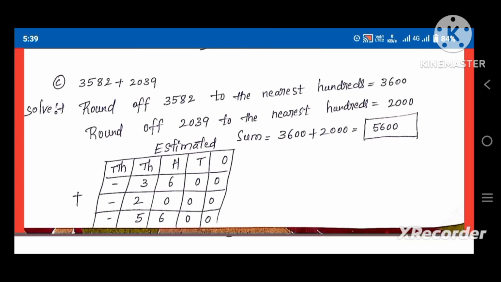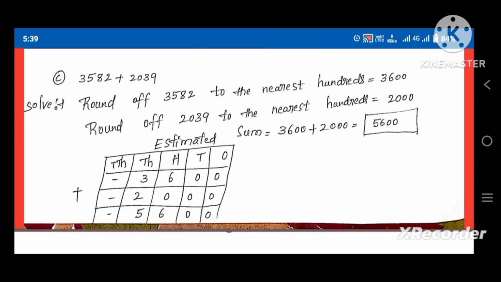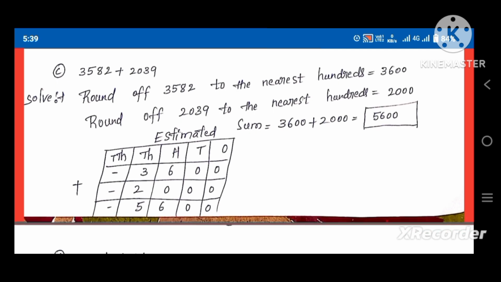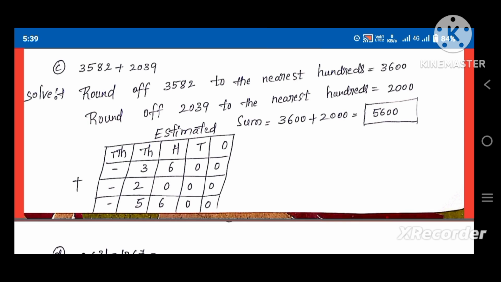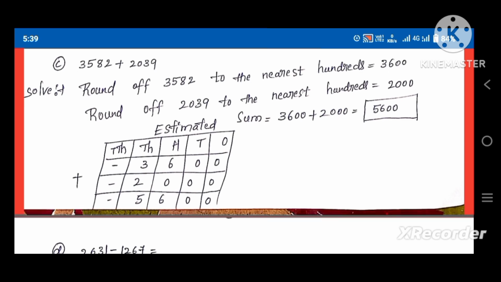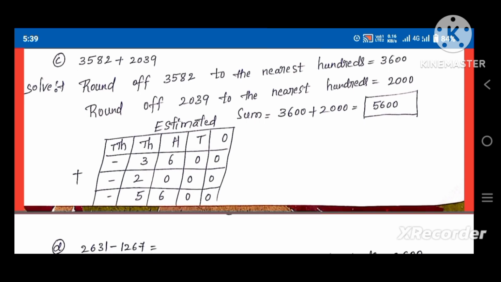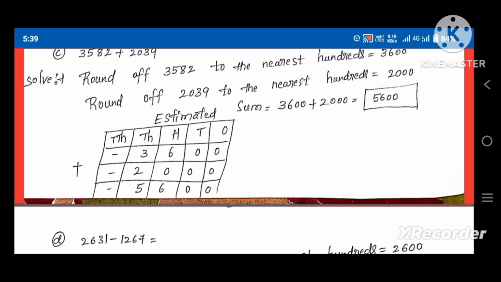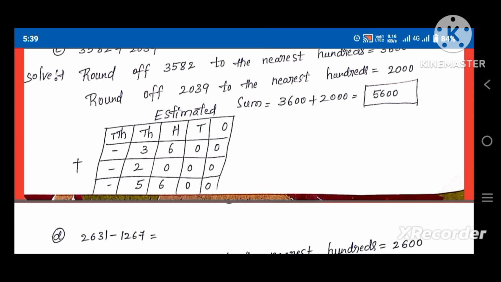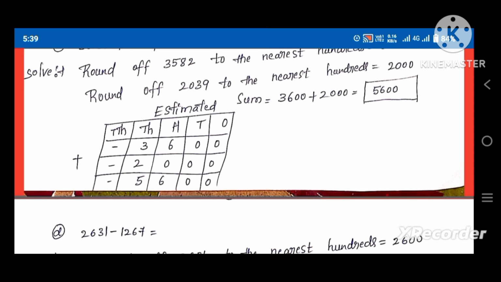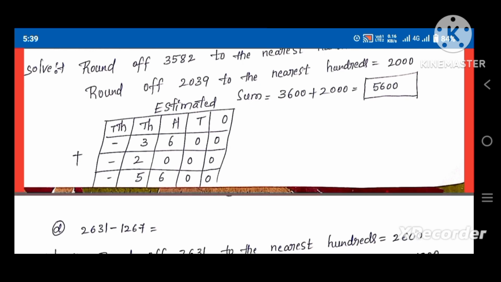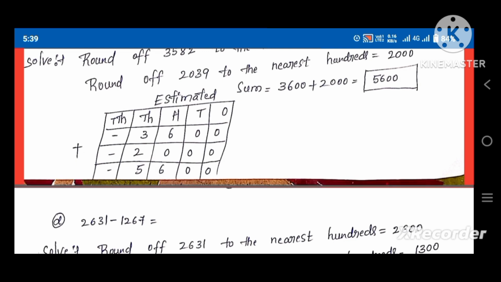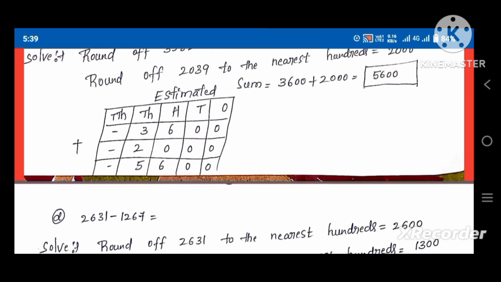Question number C. 3582 plus 2039. Solve. Round off 3582 to the nearest hundreds is equal to 3600. Round off 2039 to the nearest hundreds is equal to 2000. Estimated sum is equal to 3600 plus 2000 is equal to 5600.